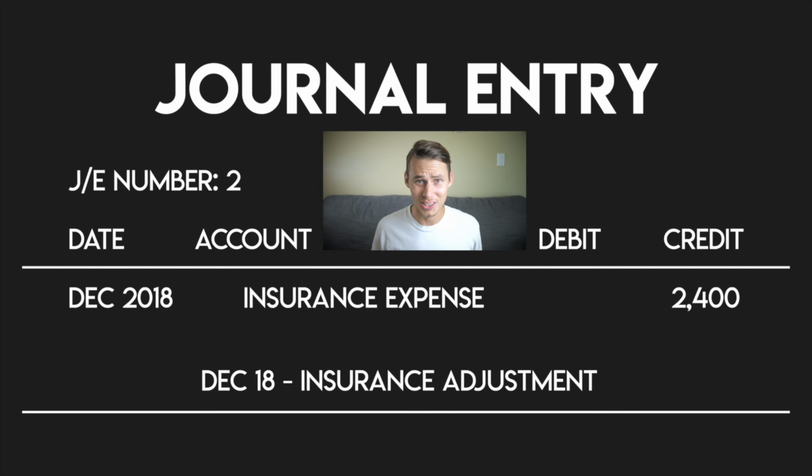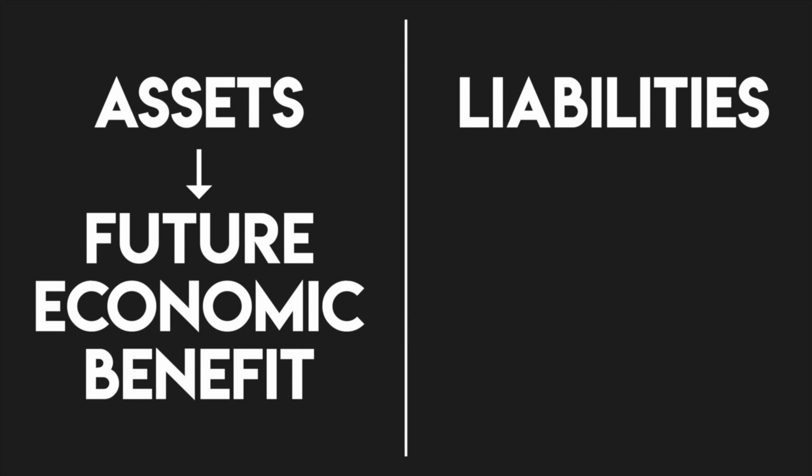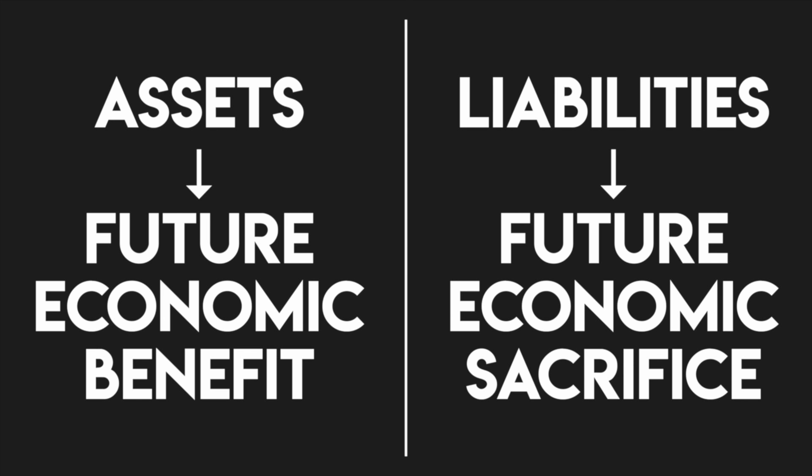But where does the other side of this journal entry go? We can't put this anywhere in the income statement because that will affect our profit for the year. That leaves us with one option, the balance sheet. But where in the balance sheet is a prepaid expense, an asset or a liability? Well, there's an easy way to check this. Assets bring us future economic benefit, whereas liabilities involve a future economic sacrifice.